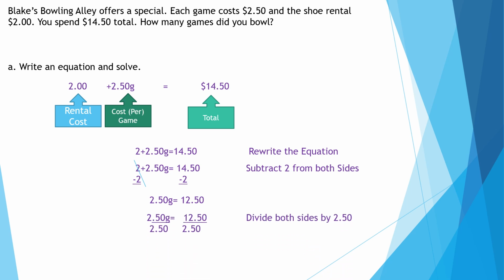So we're going to divide both sides by $2.50. On the left side, 2.50 divided by 2.50 just gives you 1. And 12.50 divided by 2.50 gives you 5. So how many games did you bowl? You bowled 5 games.